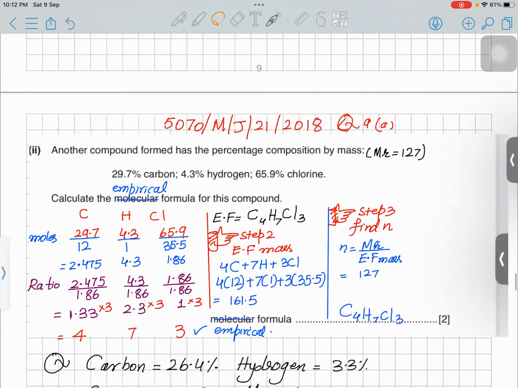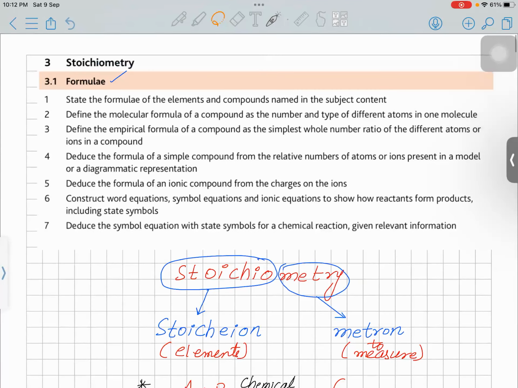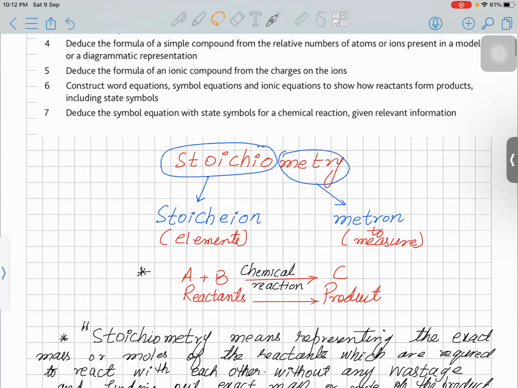Now look at the syllabus again. State the formula of the element, we have done. Define the molecular formula, we have done. Define the empirical formula, we have done. Deduce the formula of an ionic compound from the charges of the ions. Deduce the formula of a simple compound from the relative number of atoms present in a model or a diagram representation. Okay. Now how to construct formula.